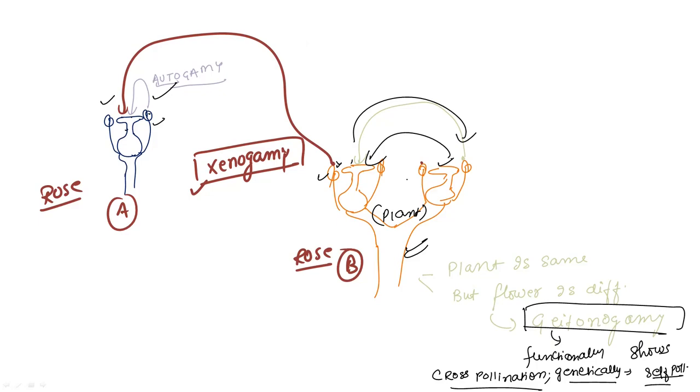All right, so we have some kind of a plant, and we basically want to go for self-pollination. Let's talk about those plants which want to go for self-pollination, and what kind of adaptations they have just to go for self-pollination.